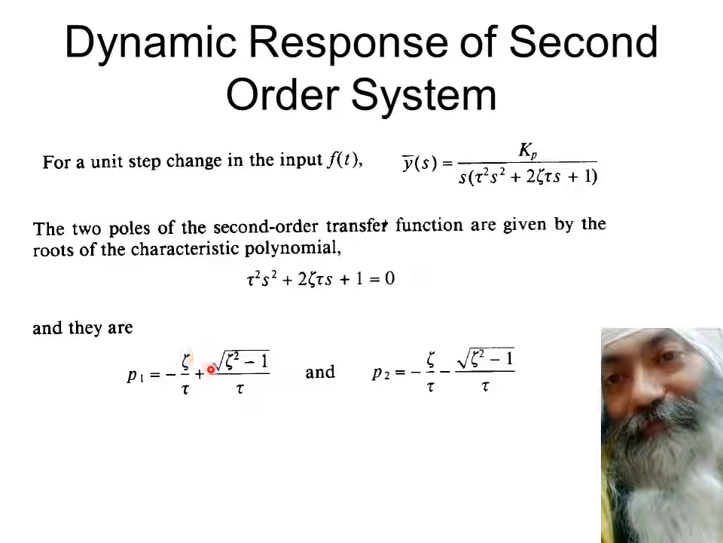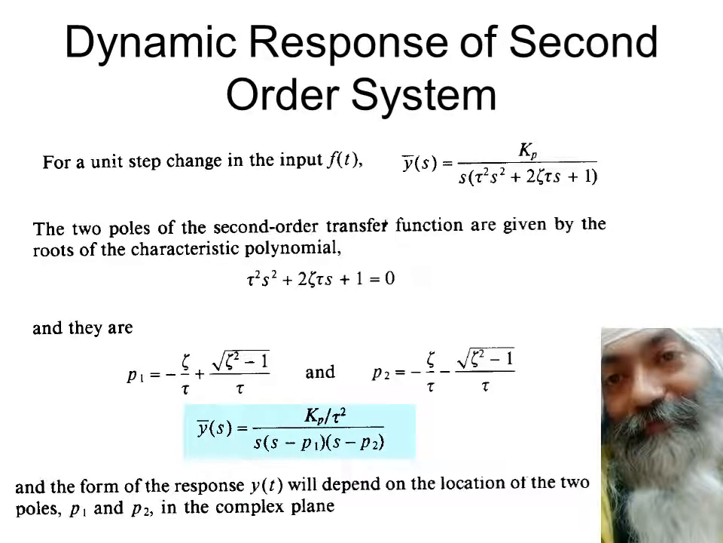And finally, in case zeta is less than 1, as is the case most of the times, this entire thing will become imaginary. Imaginary means you will have an iota over here, and accordingly the Laplace inverse is also going to change. Ultimately, if you take the Laplace inverse of this entire equation, this is Kp upon tau square. I'm dividing everything by tau square, numerator and denominator, and ultimately P1 and P2 are given by this kind of equation. P1 and P2 are given, and ultimately I have to take the inverse.